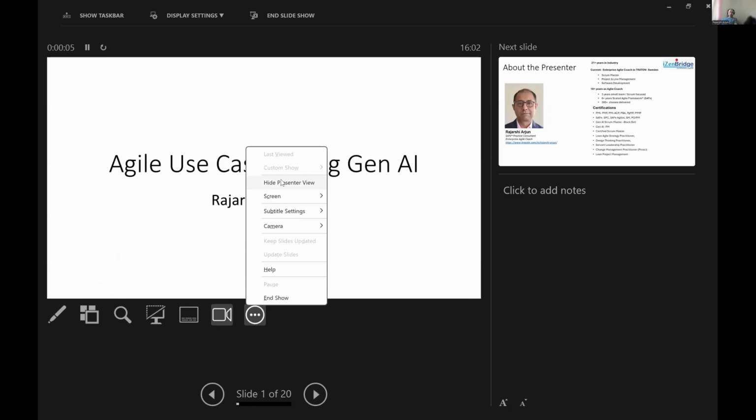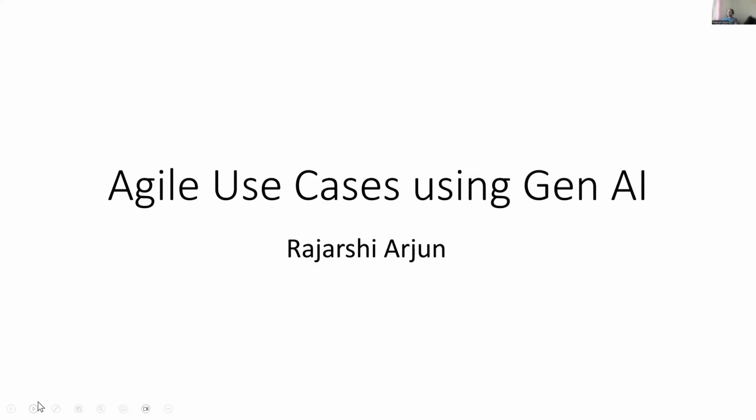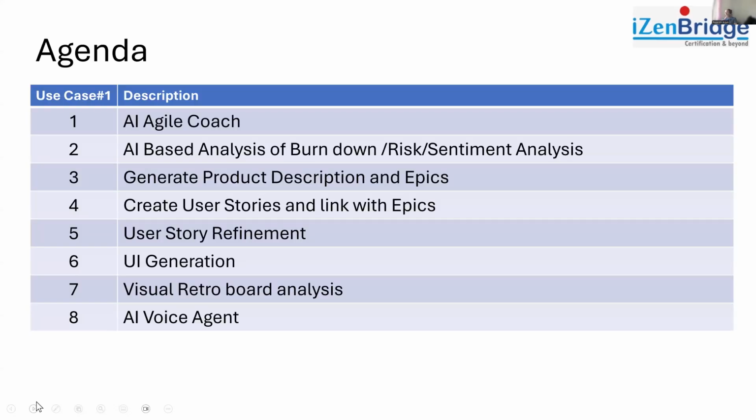I'll walk you first through the agenda that we are going to cover today. Typically, we would be looking at 8 things. The first is I'll show you a custom GPT, which basically works as an agile coach. Then I would also go through some AI-based analysis of a burn down chart, and do some sentiment analysis looking at a retrospective report.